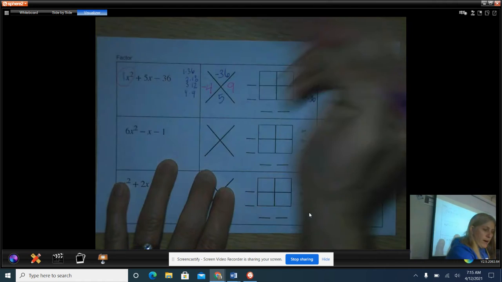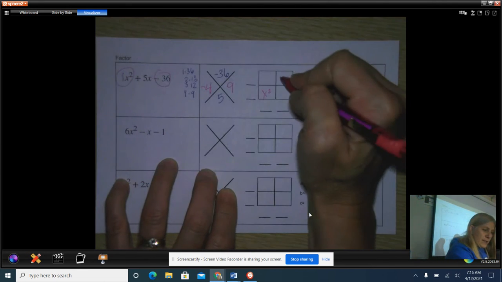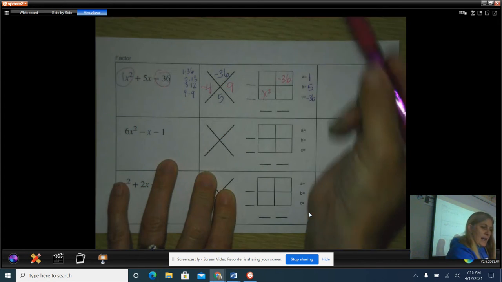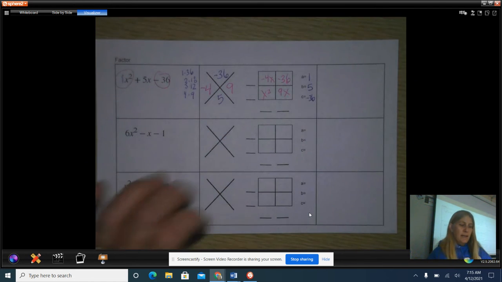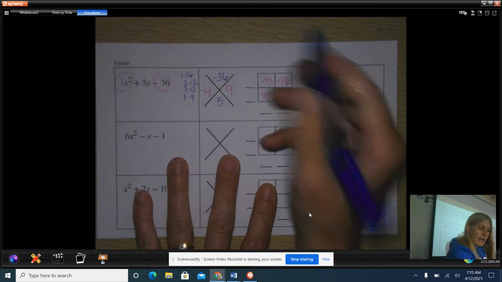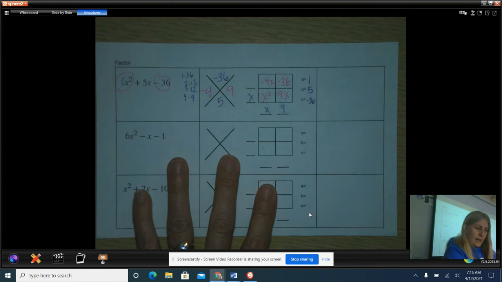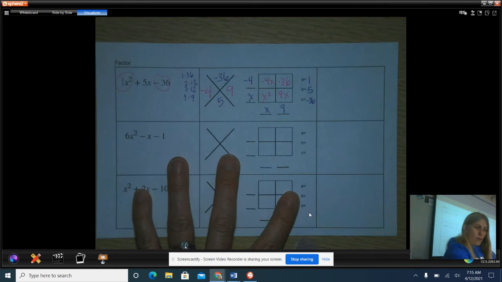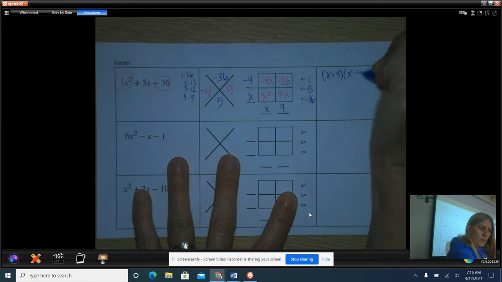We put our x squared from our original problem in the bottom left corner. We put our negative 36 in the upper right. Now we split our 5x from the equation into a negative 4x and a 9x, because 9x minus 4x is 5x. Now we're ready to solve the outsides. So the only way to get an x squared is x times x. X times 9 is 9x, and x times negative 4. And now we're going to write this in product form. So we have x plus 9 times x minus 4.